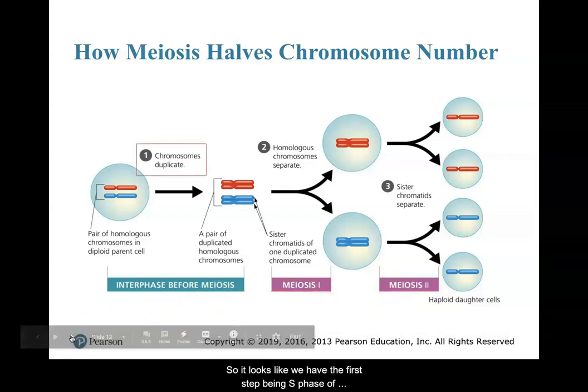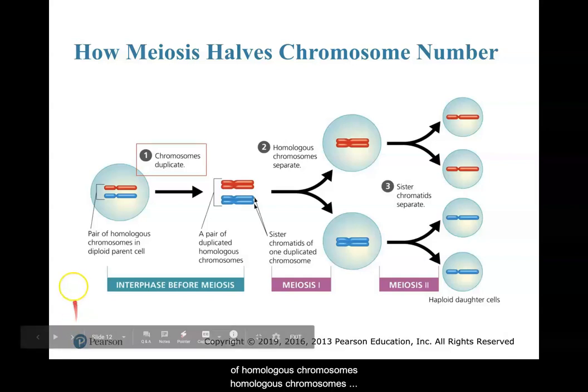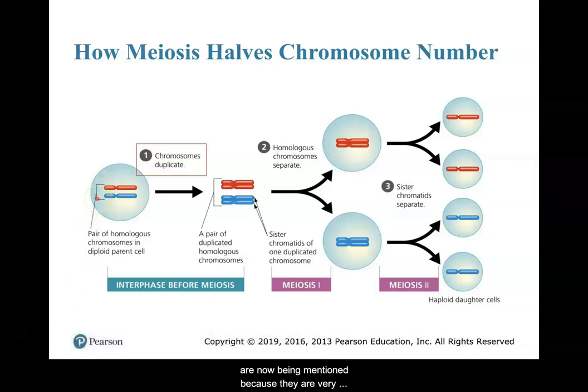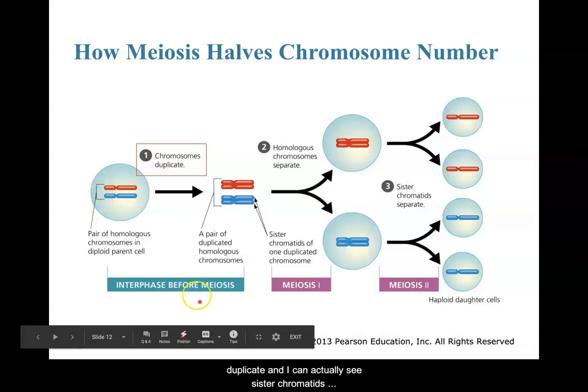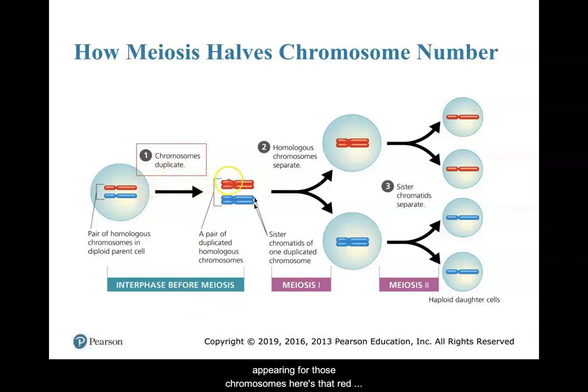Okay, so it looks like we have the first step being S phase of interphase, where chromosomes duplicate. That doesn't change. This is occurring in interphase before the process of meiosis occurs. So here I have a pair of homologous chromosomes. Homologous chromosomes are now being mentioned because they are very important in meiosis. So the first step is that chromosomes duplicate, and I can actually see sister chromatids appearing for those chromosomes. Here's that red chromosome now showing sister chromatids. It is a duplicated chromosome. Here's that blue chromosome showing sister chromatids.